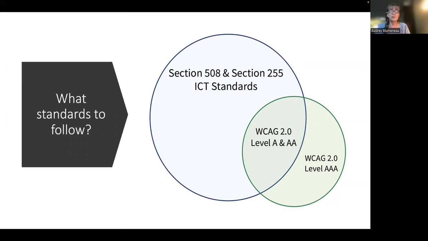AAA is very difficult to achieve. So at the present time, it's AA that we're aiming for. And it is getting, I think, more challenging in some ways, because the level A is the very base.